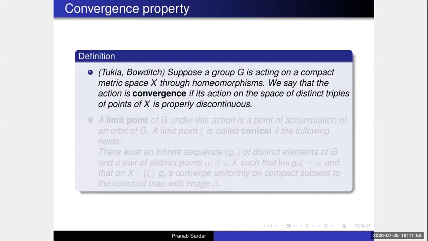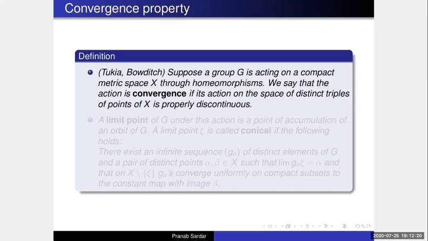So I am going to define what is called a convergence action. Suppose we have a group G which is acting through homeomorphisms on a metric space X. Then we call this action a convergence action if the induced action on the space of distinct triples is properly discontinuous.